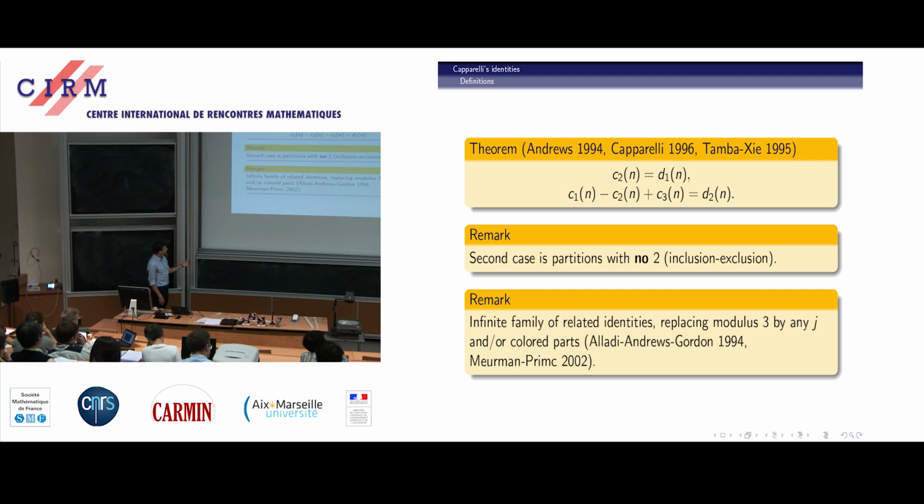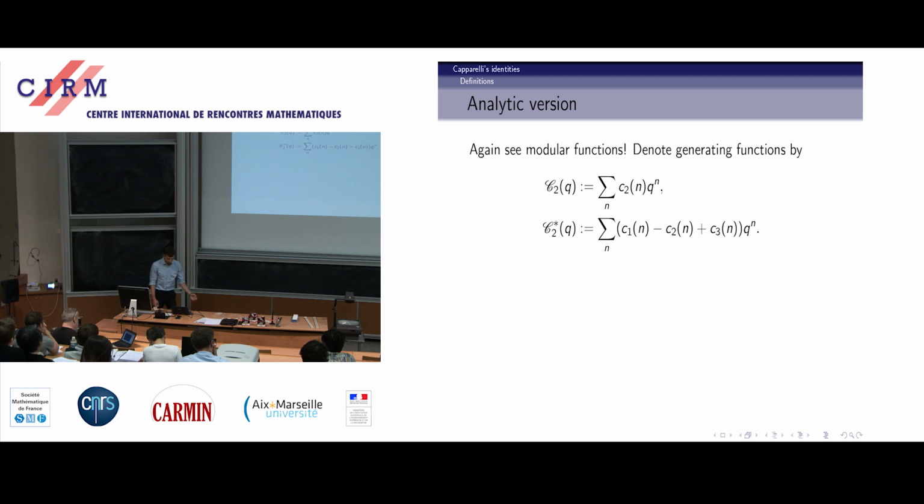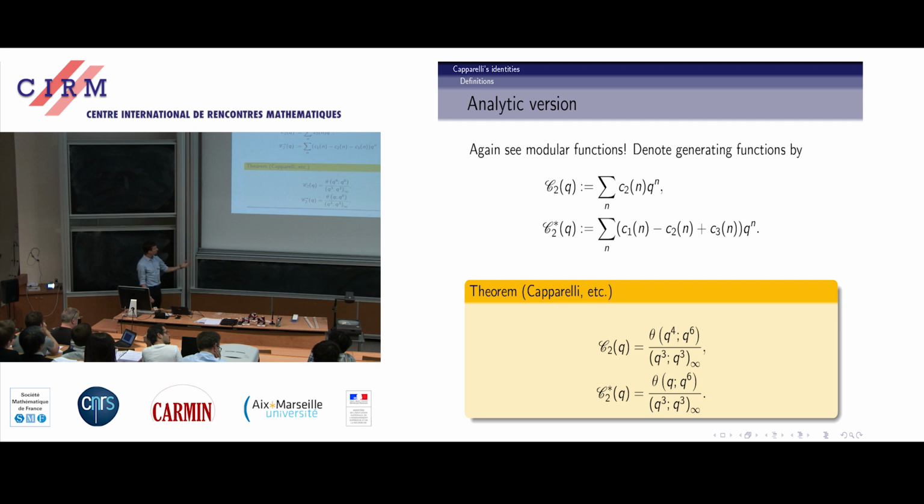This is found in a refinement of Alladi, Andrews, and Gordon, and also from an algebraic perspective, constructing these standard modules, in work of Meurman and Primc. I'm not going to state that general shape. Again, I'll write down the modular, or if you like, analytic version, denoting the generating function. So again, a script C sub 2, and for the other one, just for shorthand, I'll write it script C sub 2 star, where the star means no 2s now, rather than at least 2. So here's just a restatement with the theta quotients showing that these are modular functions.